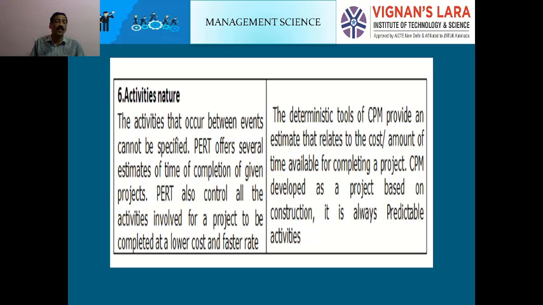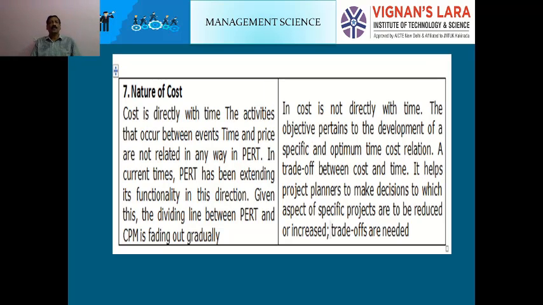PERT is about predictable events. That means how many events are involved in the total project work is one of the areas of concentration of PERT. While at the same time, CPM always deals with predictable activities. That means how many activities are involved in the total network project, including dummy activities. The next difference is nature of cost.